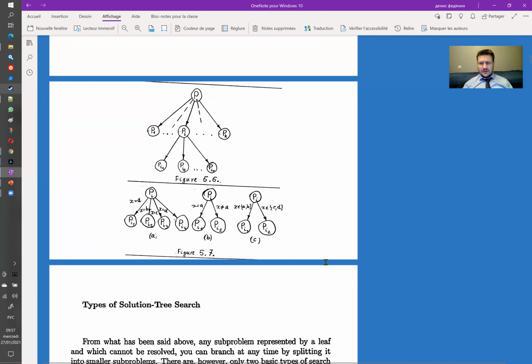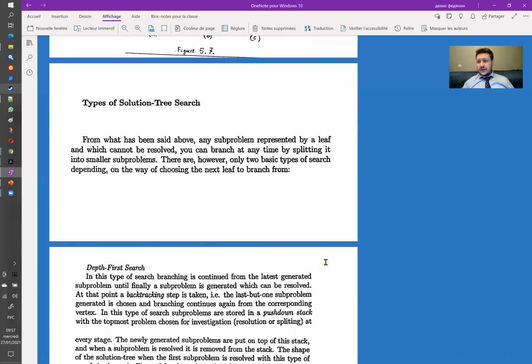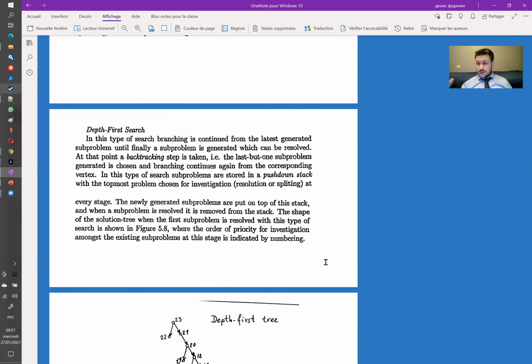From these diagrams, it is very easy to see which one. Okay, when we have such a tree, we need an algorithm to search and to solve this problem, to have an estimation for these problems. So we have several options. Of course, we can have some kind of combination of them, but usually people want to distinguish two very large directions, two ideas. The first one is depth first search.